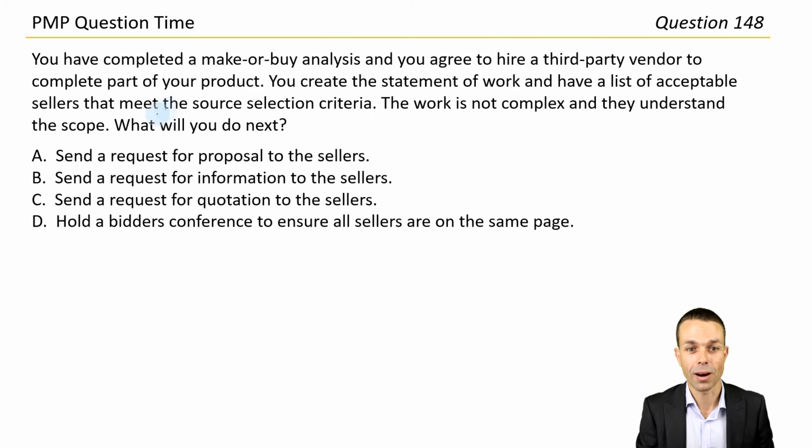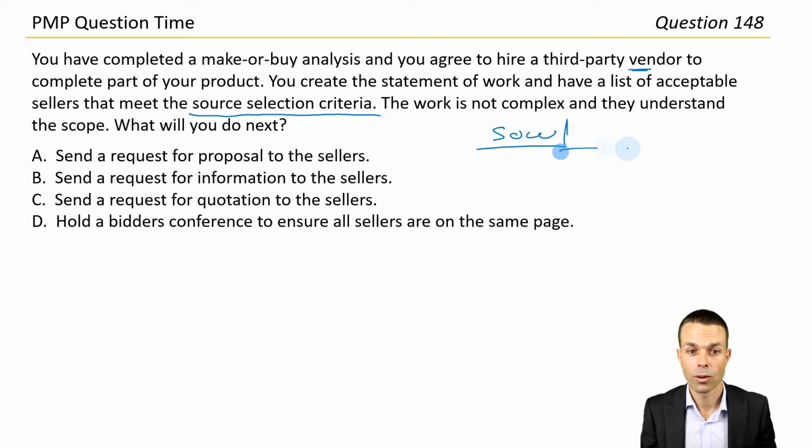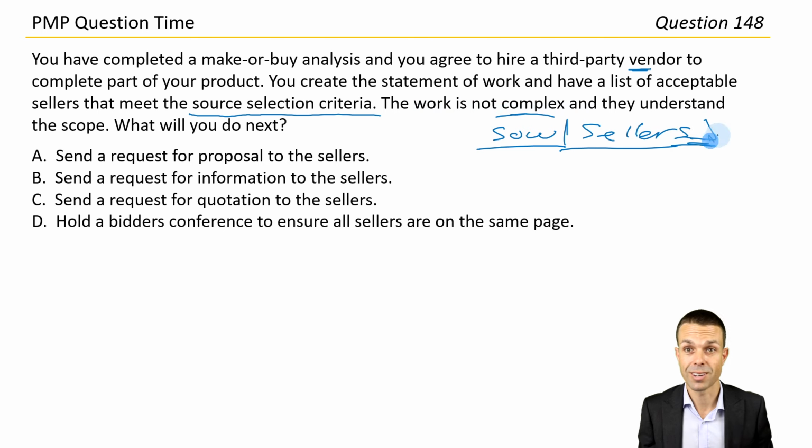You've completed a make or buy analysis, and you agreed to hire a third-party vendor, looks like we're really doing vendors here, to complete part of your product. You create the statement of work and have a list of acceptable sellers that will meet the source selection criteria. Okay, so statement of work, we know what we need to deliver. We have the sellers that can deliver for us, so that's good. The work is not complex, that's even better, and they understand the scope. So everyone understands it, it's pretty straightforward. It's business as usual, potentially. What do we do next? Send a request for proposal.